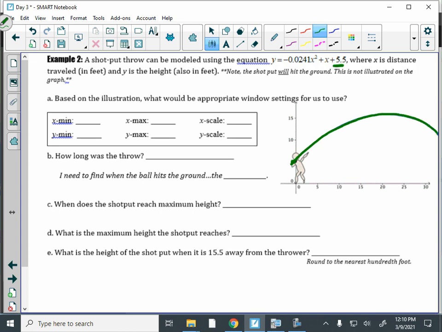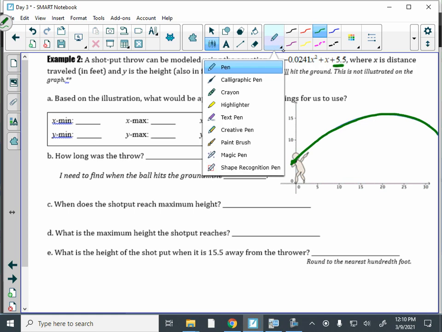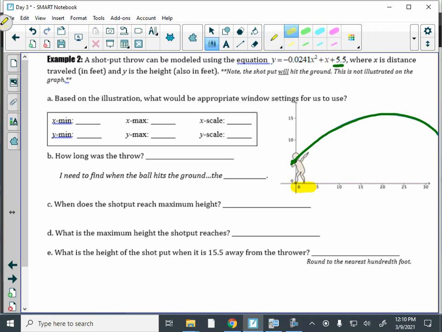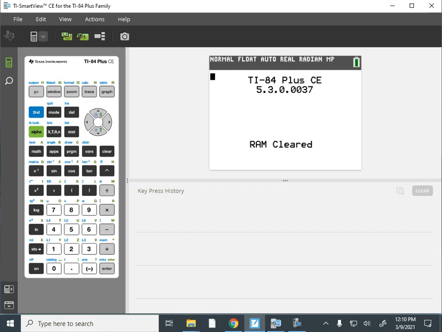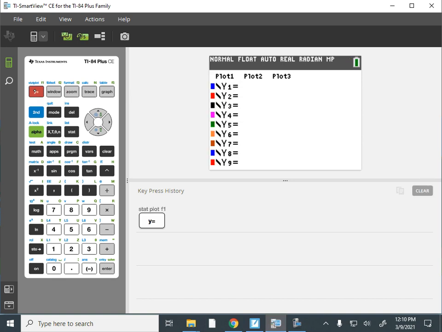And looking at the graph, it goes about as high as around 15 feet, somewhere around there, and then it's going to hit the ground. If you notice on the x-axis, it's counting by 5 and it's going past 30. That gives us an idea of how to make our window. So I'm going to show you how to make a window in the graphing calculator. To make a window, first let's plug in our equation, and then we'll make our window.